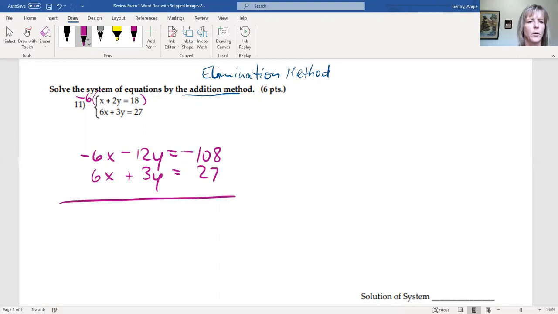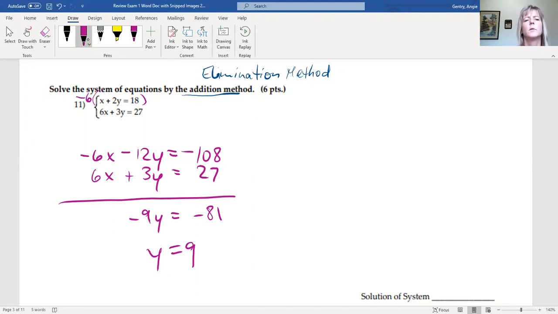Then you add them together, and the x's in this case eliminate. -12y plus 3y is -9y. -108 plus 27 is -81. y equals 9. Cake. You see, this was not difficult. And then you plug that 9 into either one of the others.